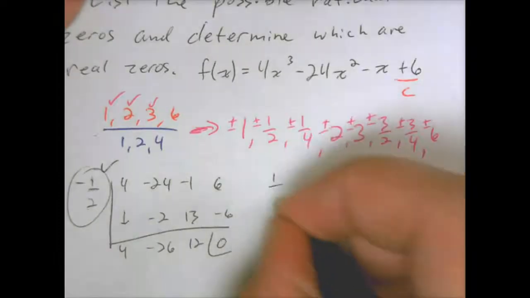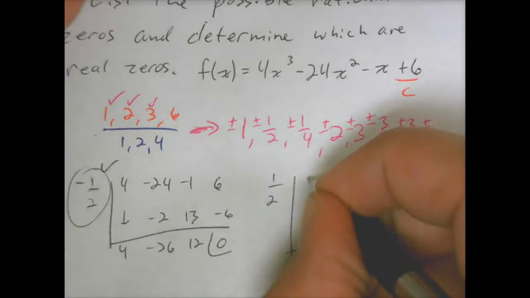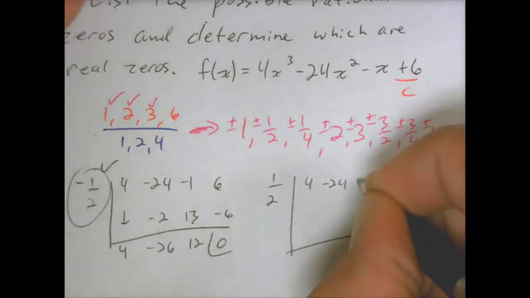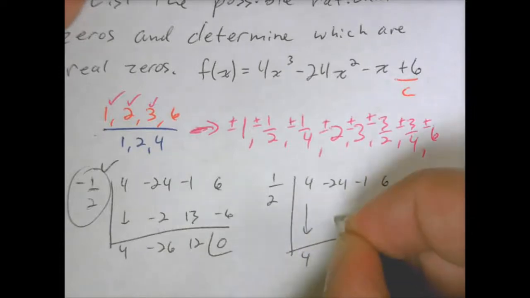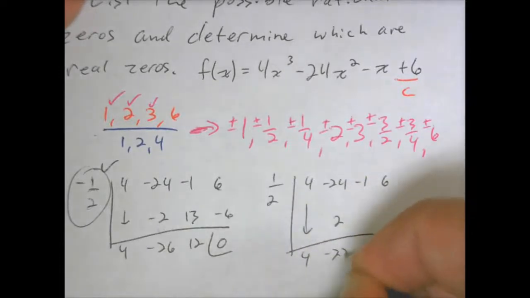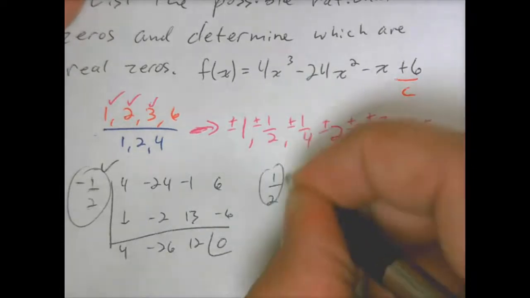And if you do negative 1 half, that is good, is what I meant to say. 4, negative 24, negative 1, 6, same thing. 4, 2, negative 22, negative 11, negative 12, negative 6, 0 also works, so that one is good.